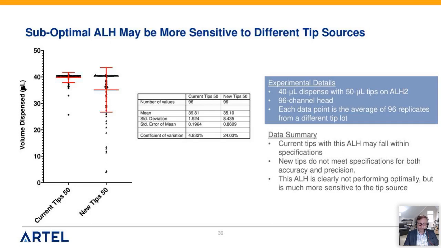So sometimes, if you were to qualify these tips and not realize it, you actually could go on and really foul up your assay. So again, with a suboptimal automated liquid handler, it may be more sensitive to the different tip sources. So make sure that you qualify them. Don't just do this on a liquid handler that works perfectly. You want to do it on the liquid handler that you're going to be using in your automated experiment.